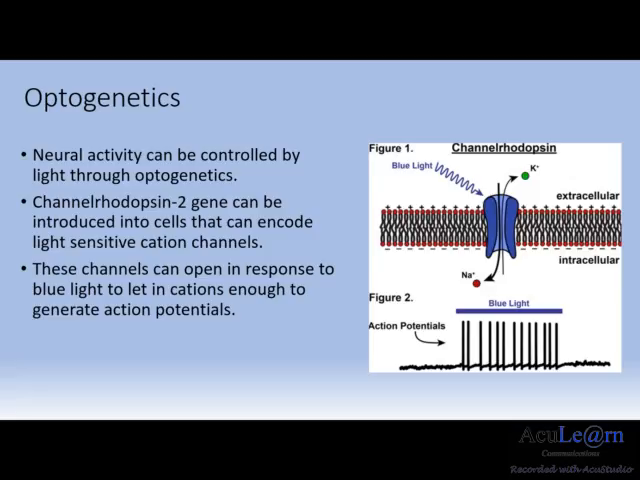Channelrhodopsins are a family of retinylidene proteins that function as light-gated channels. In the case of channelrhodopsin 2, it can absorb blue light at a wavelength up to a maximum of 480 nanometers. By introducing this gene into cells, it encodes a light-sensitive channel that is sensitive to sodium and calcium ions. Upon exposure to blue light, the channel is able to open and allow the influx of the ions, which is able to produce depolarizations that are strong enough to hit threshold levels and generate action potentials.